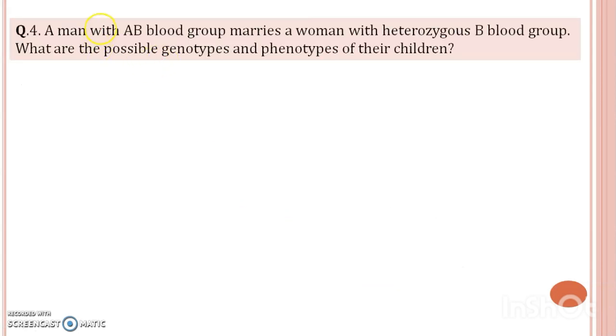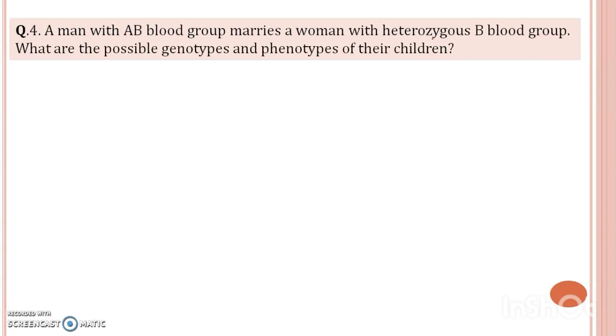Next question is: a man with AB blood group marries a woman with heterozygous B blood group. What are the possible genotypes and phenotypes of their children? So here the blood group of the man is AB, which means the genotype will be IA, IB, and the blood group of the woman is B, and it is written that heterozygous B. Heterozygous means IB and i, which means both the alleles are not same.